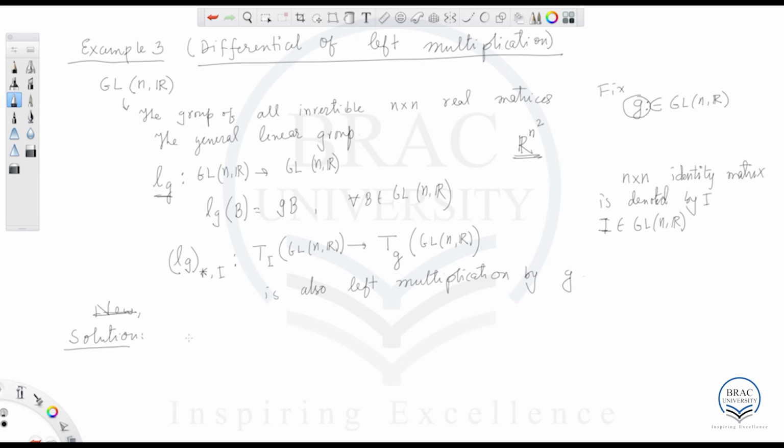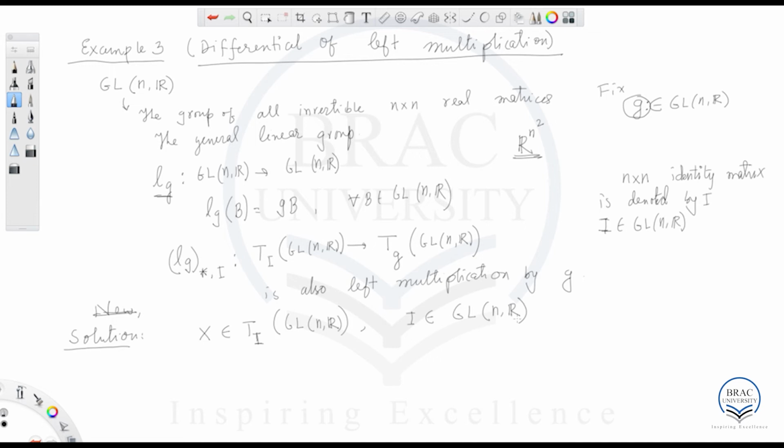I need to fix an element in this tangent space. X belongs to this tangent space at the identity of the manifold GL(n, R). And we know that I is a point in GL(n, R).